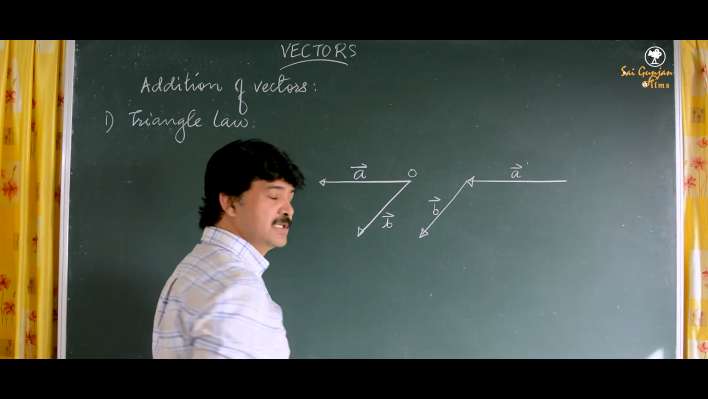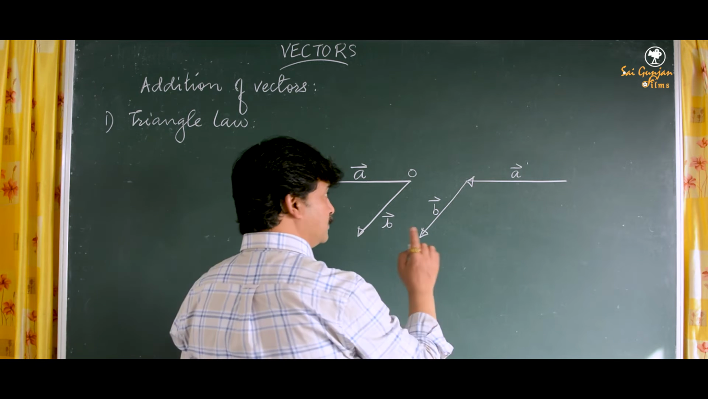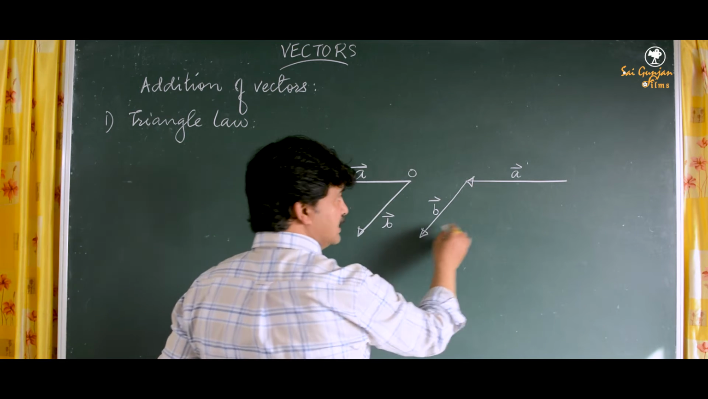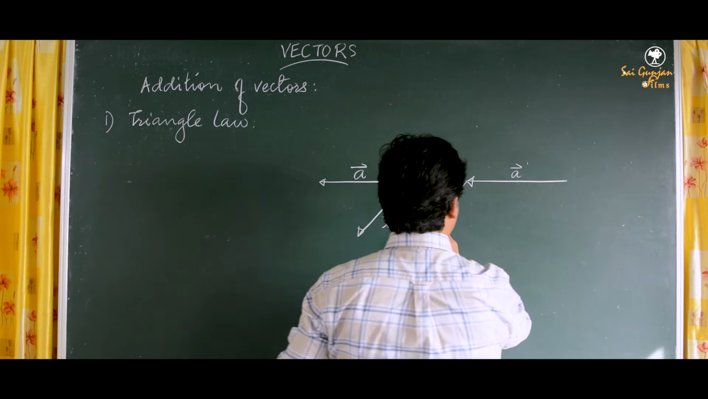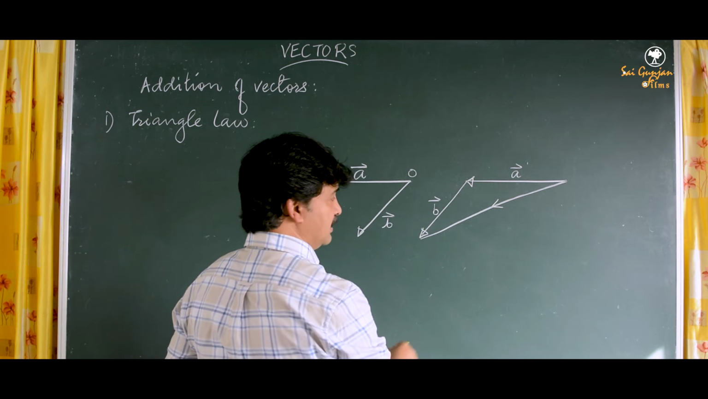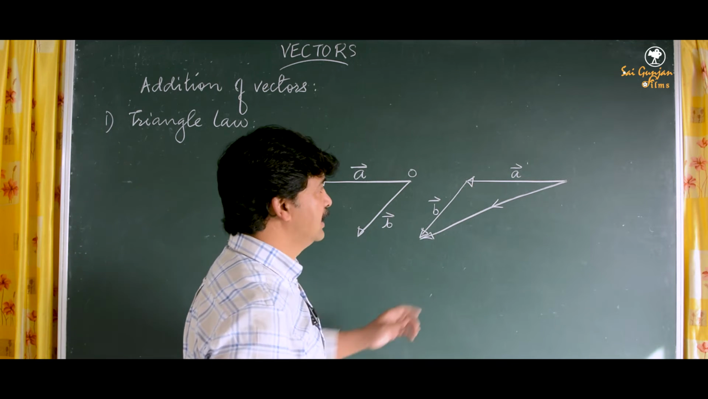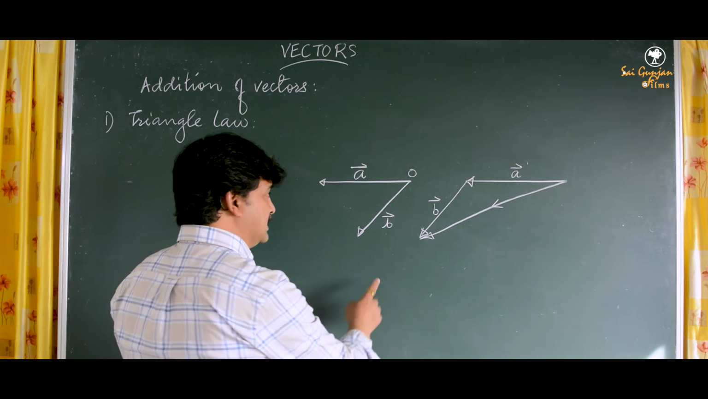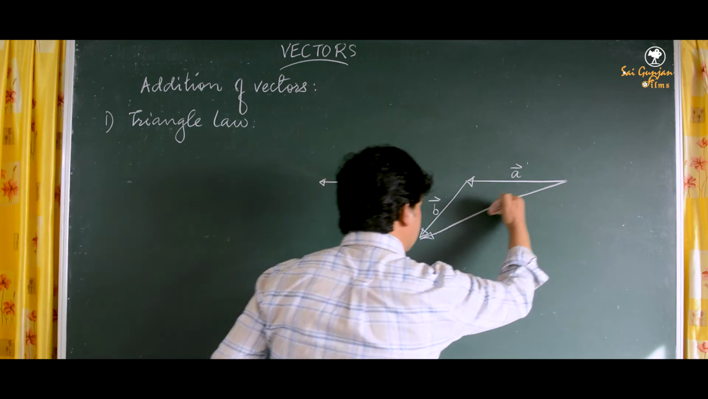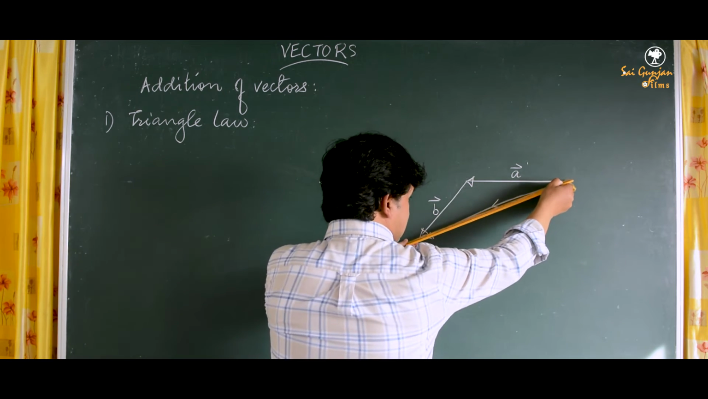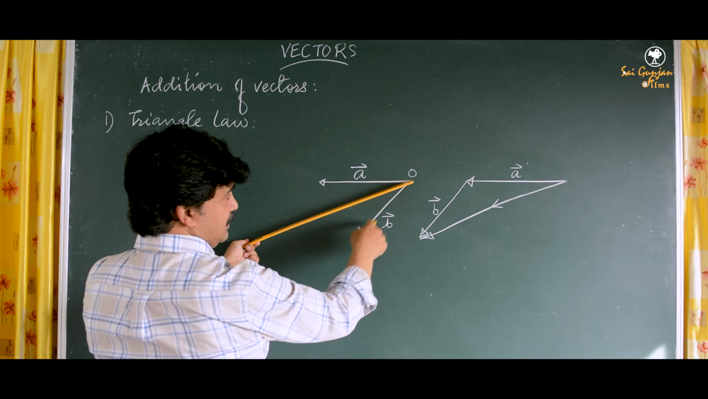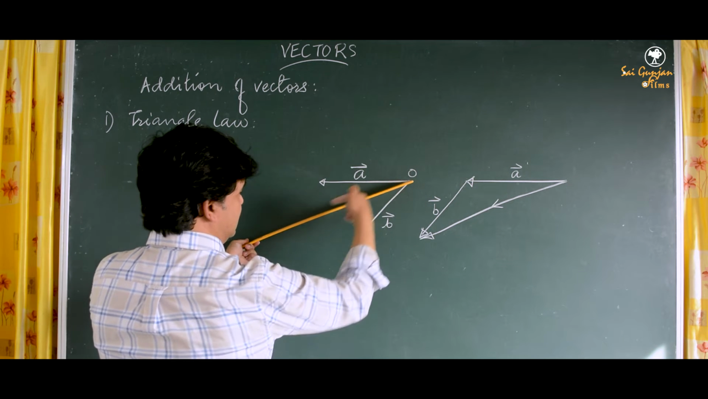Vector B. So according to that rule, to find the final displacement, we join the initial and the final position, isn't it? So this line in this direction will give you the final or the resultant vector. It means that when vectors A and B are added, it produces the resultant vector in this direction. That means when A and B are added, the resultant vector will be directed this way.